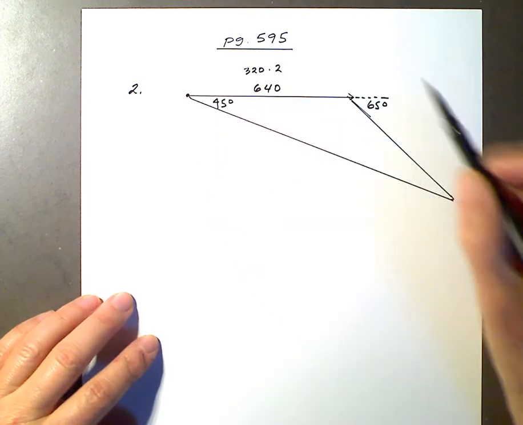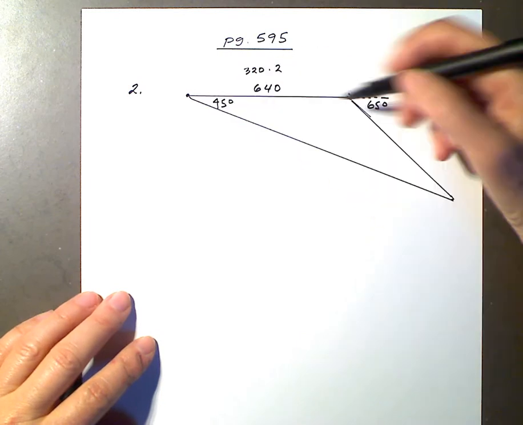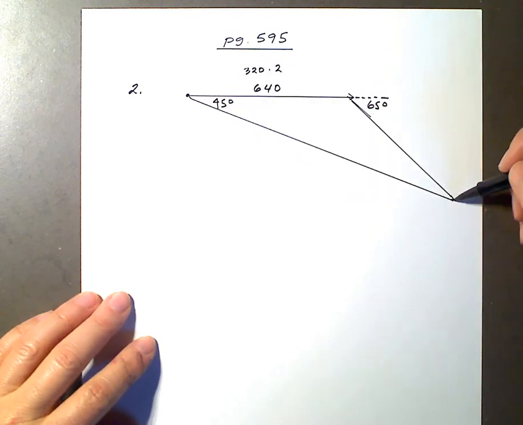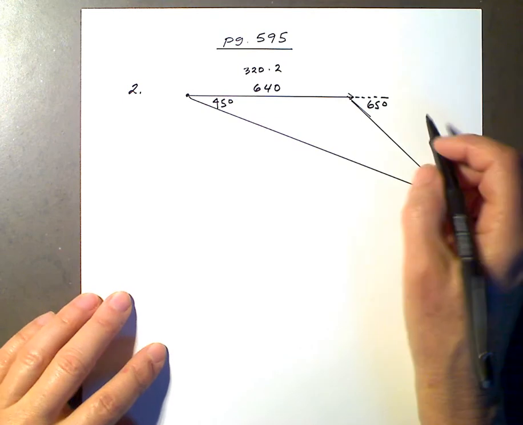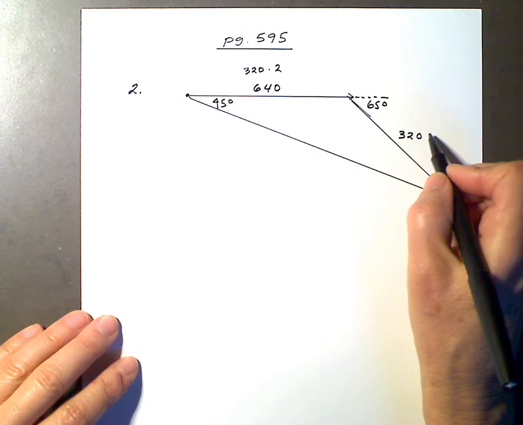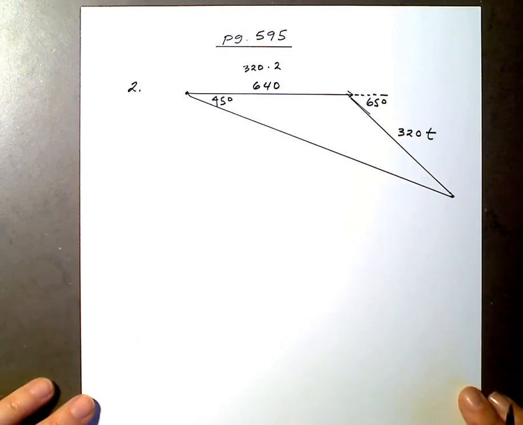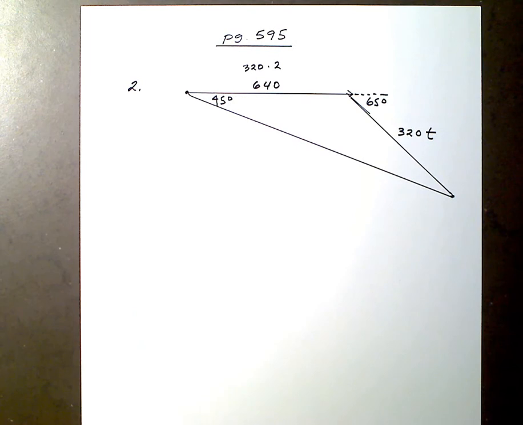And what we're supposed to find out is how much time it took her to fly from after she turned to this point down here. So this is going to be 320 miles an hour, the rate, times whatever that amount of time is. So that's what we're going to solve for. So in looking at this problem, what I want to do is fill in the missing angles so that I can use the law of sines.